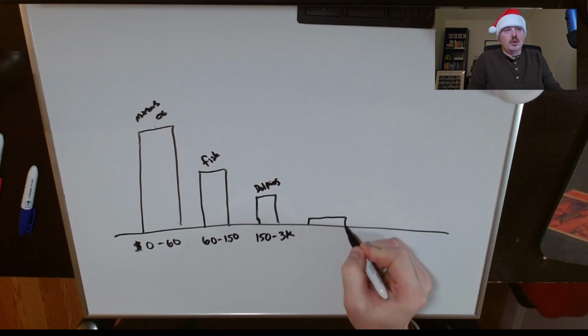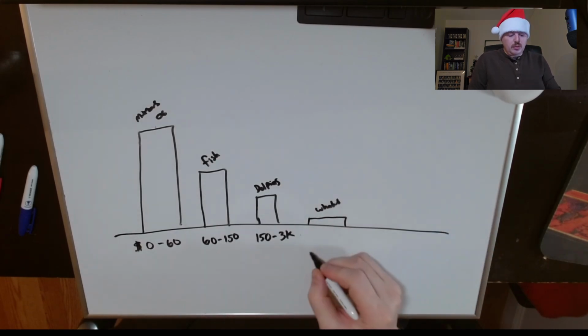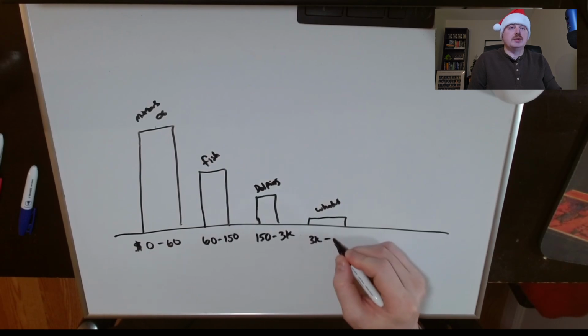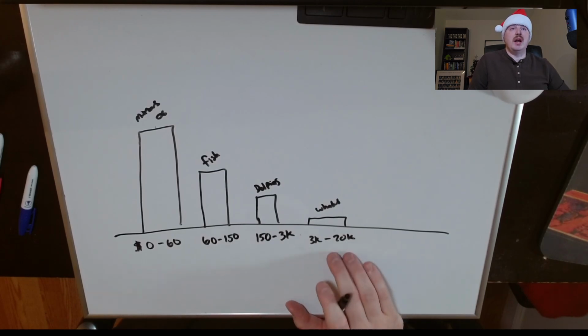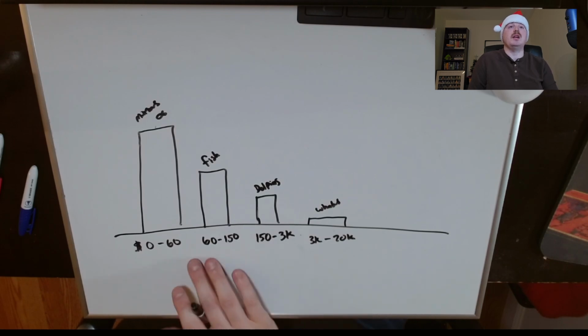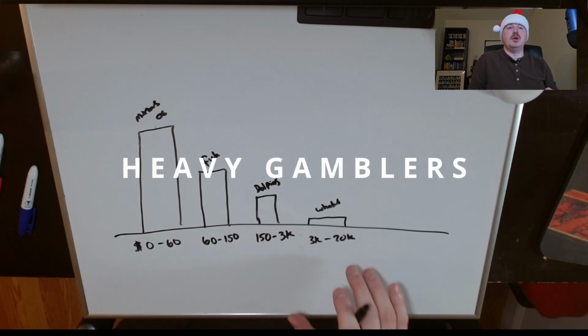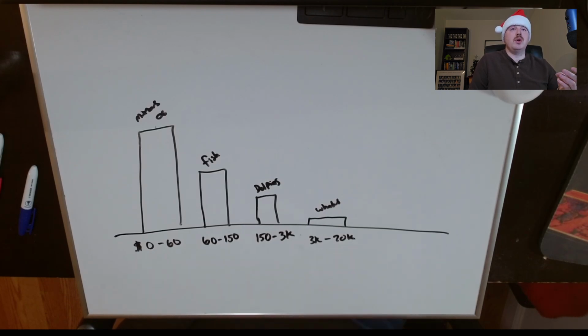Then you end up with the whales down here, and here we have the whales. And these are people who are spending anywhere from $3,000 to, I mean, the sky's the limit, but let's say $20,000 a year. This is the group that includes your gamblers, the real heavy gamblers. Now, I'm not talking about people who might open a few lockboxes or might gamble once in a while. I'm talking about gamblers. So when a new lockbox ship comes out, they're not just opening enough to win it once. They're opening enough to win it 2, 3, 4, 5 times.